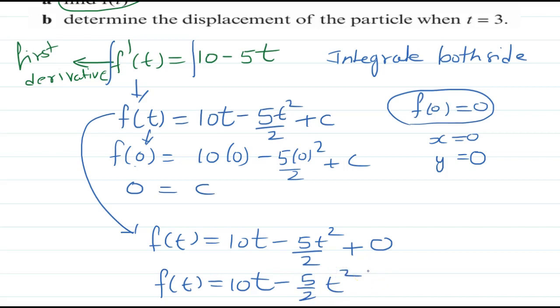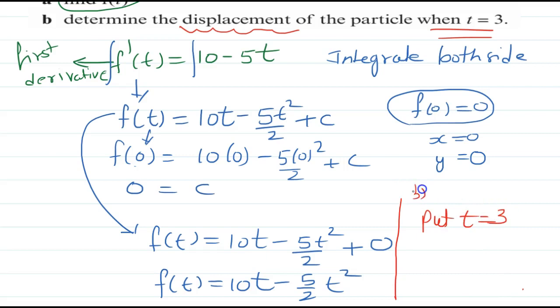Okay, let's go for the b part. B part, it is mentioning there, determine the displacement of a particle when t equals 3. So we need to put t equal to 3. That is our b part.